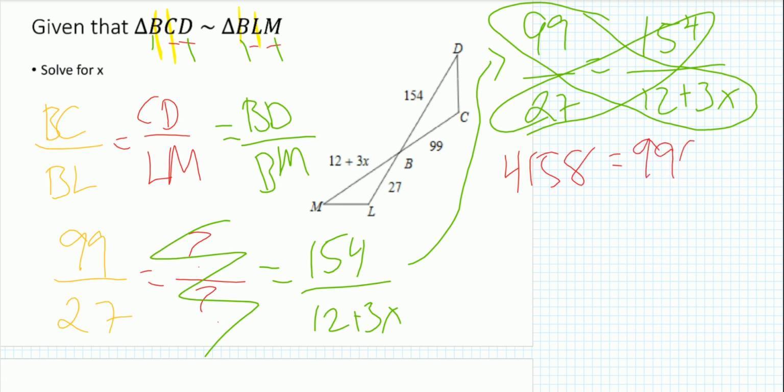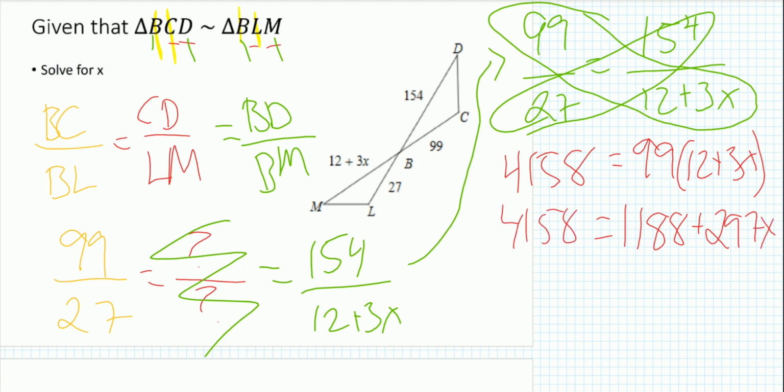And then once again, this is how I'm going to write it. I will put parentheses there for the first one just because it's going to help me realize that I'm going to have to distribute that 99 into both of them. So it'll be 1,188 plus 99 times 3, which is going to be equal to 297x equals 4,000.